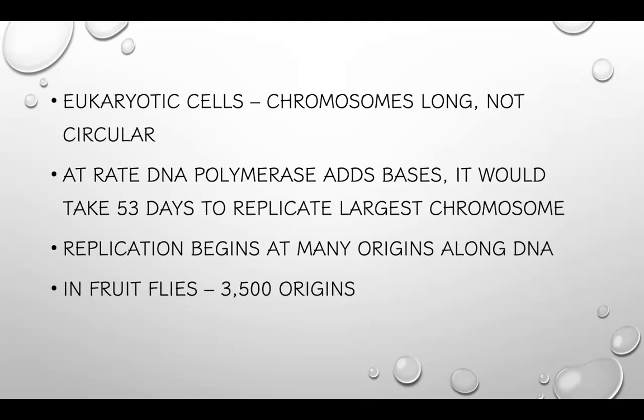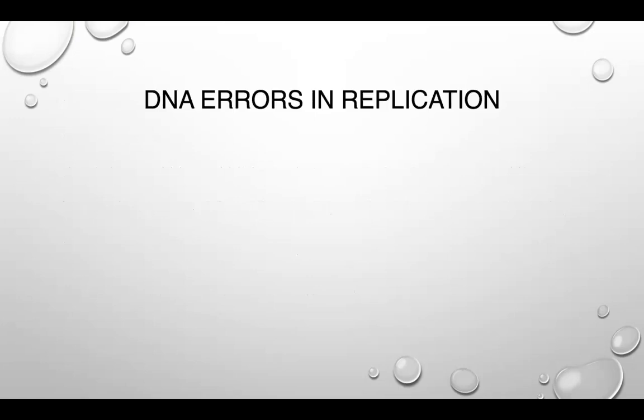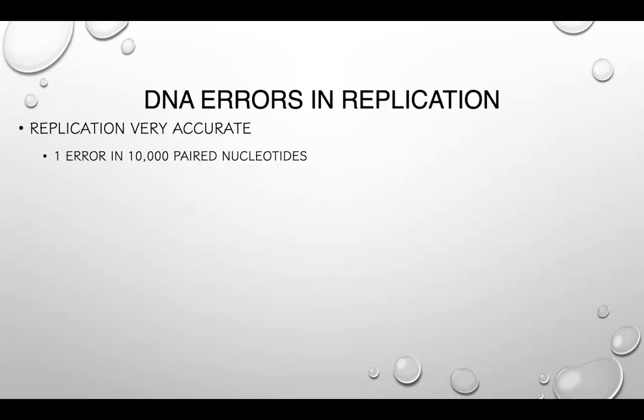We actually have thousands of replication forks. So you can imagine there's thousands of helicases that are separating the DNA at thousands of different locations to make it quicker. And what happens if there's an error?